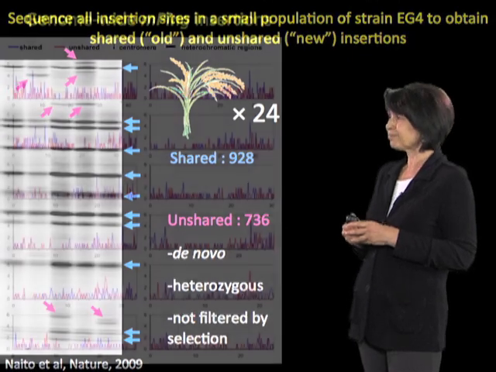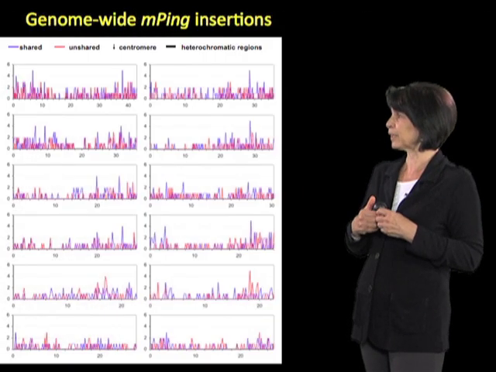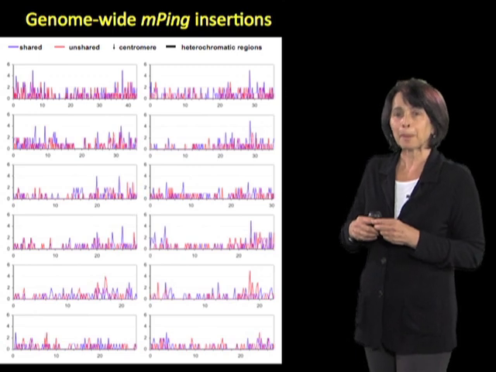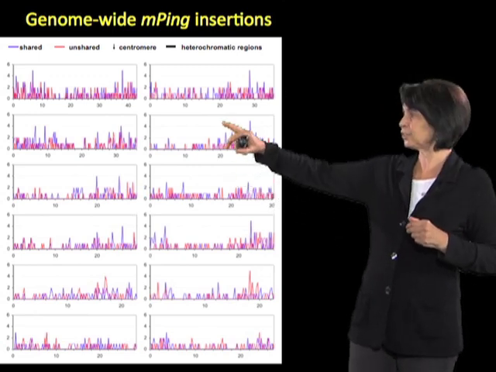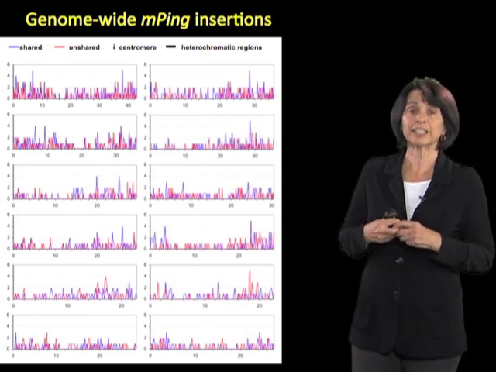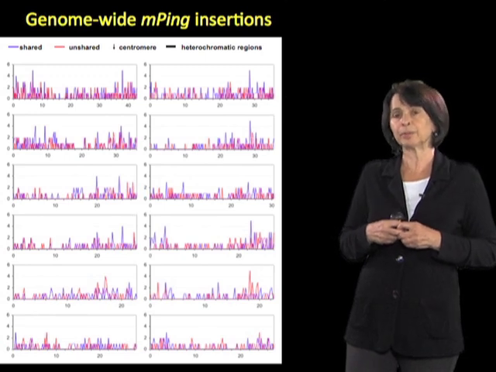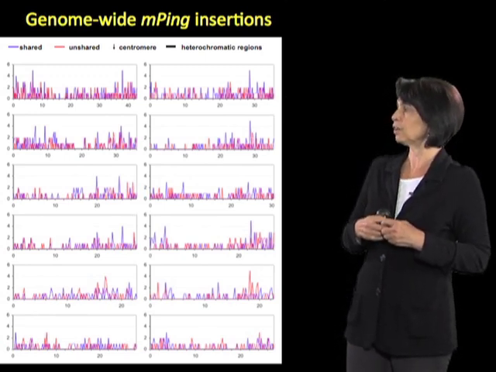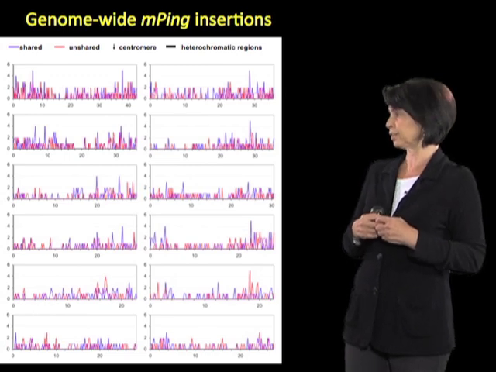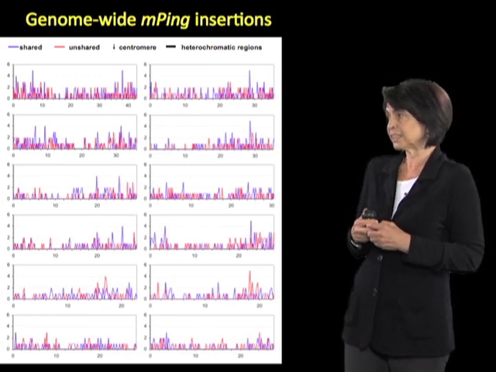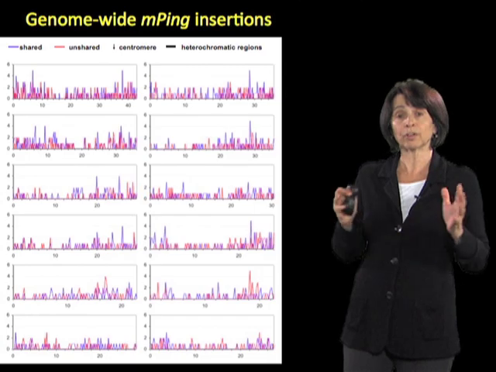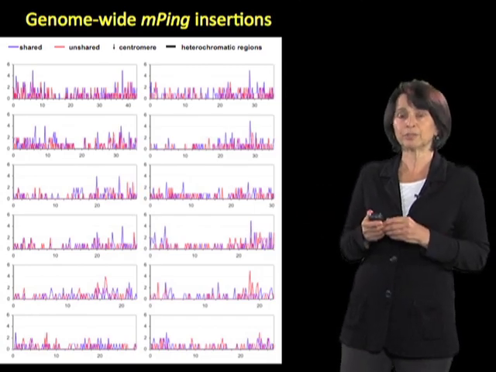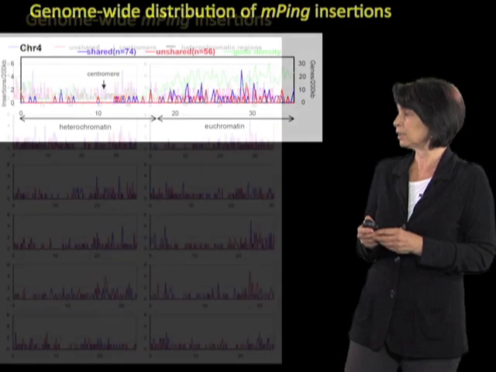So this, I don't expect you to see this. It's just really to impress you. What you're seeing is each of these graphs is a different rice chromosome. The shared insertions are shown in blue, and the unshared insertions are shown in red, and it essentially shows that the Emping insertions are all throughout the 12 chromosomes of rice, so it's on every single chromosome.